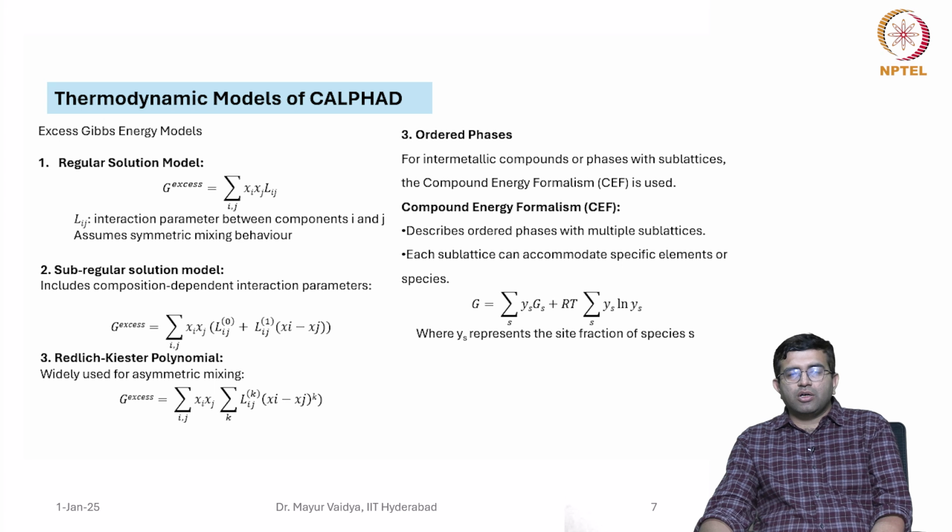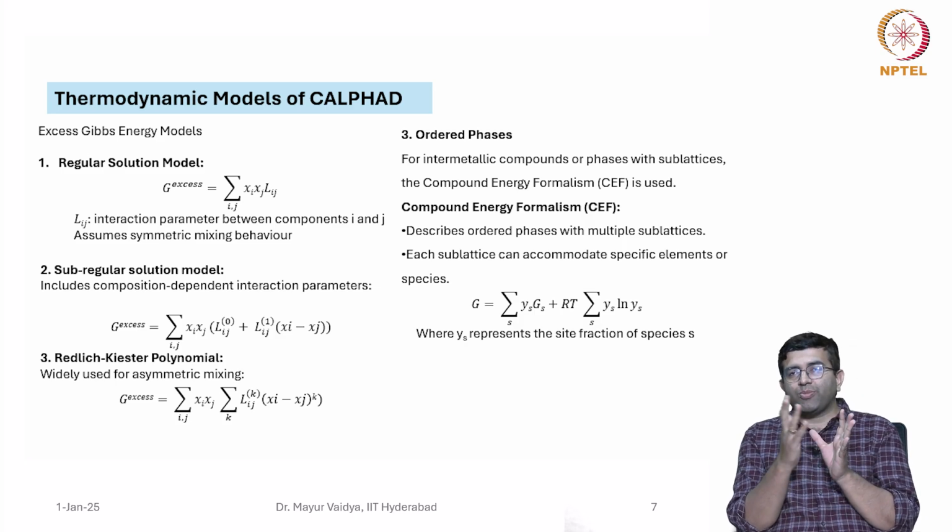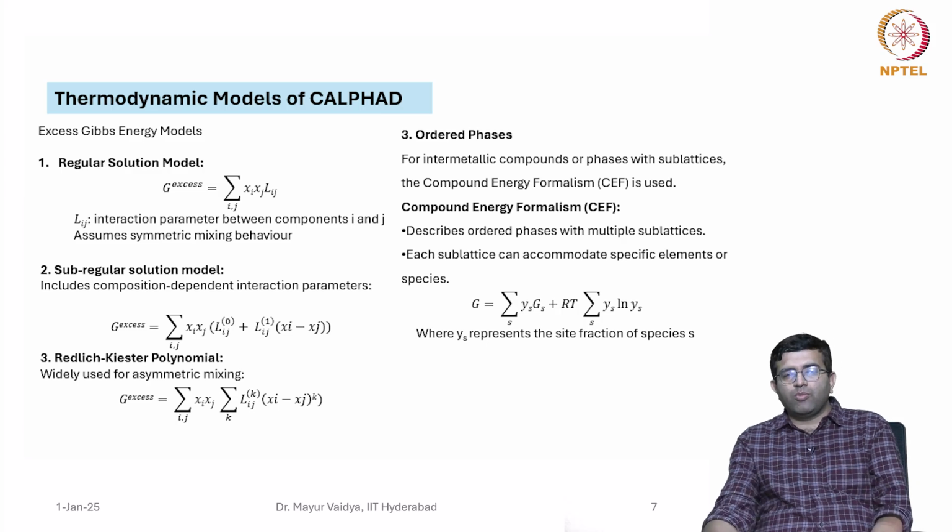Then there is a term which is Gxs. This Gxs is the additional contribution which also represents the deviation from ideality. For example, when you had this regular solid solution, this term was simply equal to omega xa xb. For the subregular solution model, it will be something else.